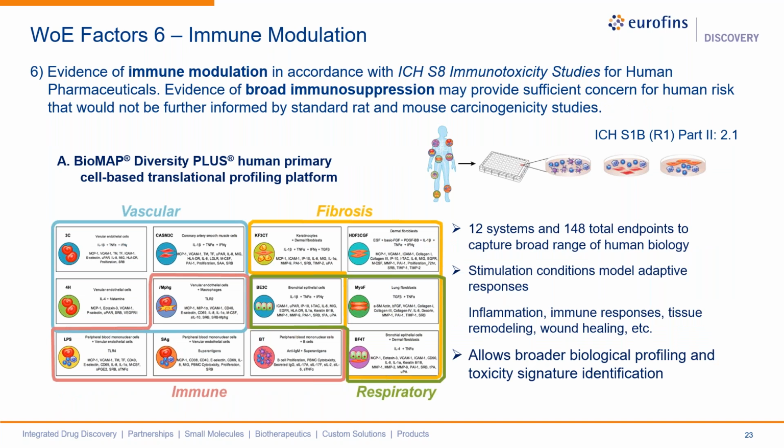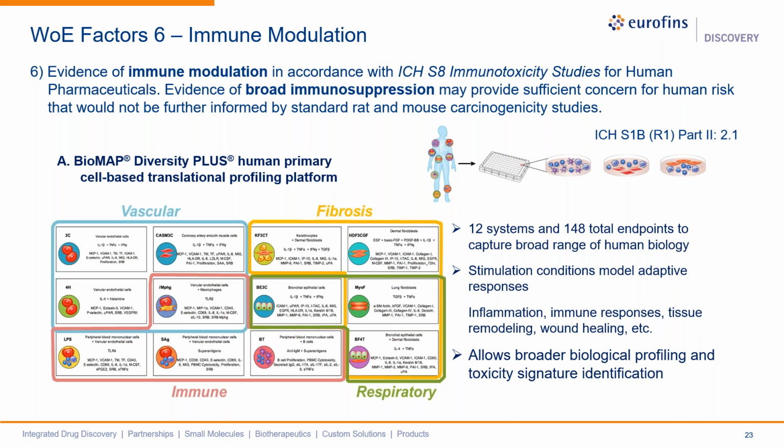Here we see the last point, point 6, on our slide. Evidence of immunomodulation is evaluated in accordance with ICH S1B. This is particularly important because evidence of broader immunosuppression may provide sufficient concern for human carcinogenicity risk. At European Discovery, we utilize the BioMap Diversity PLUS human primary cell-based translational profiling platform to assess potential immunomodulation effects.